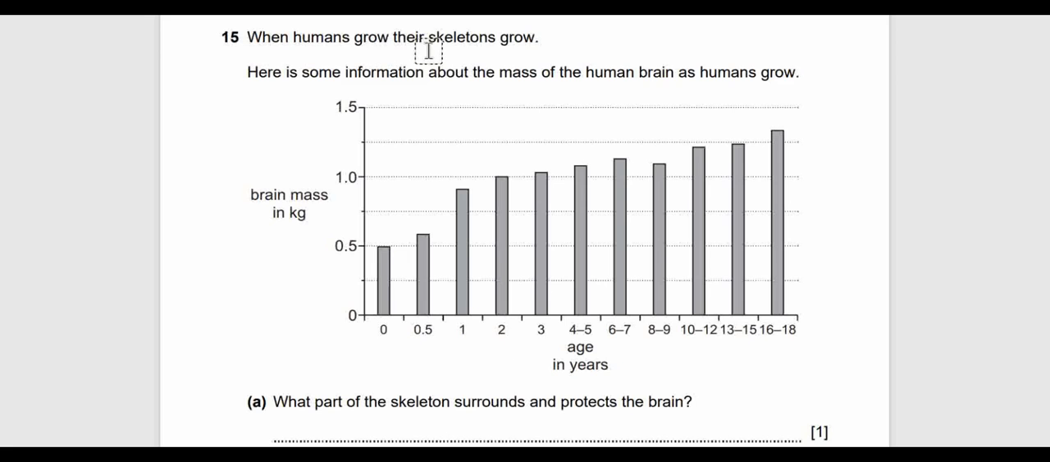Next. Alright, so question 15. When humans grow, their skeletons grow. Here's some information about the mass of the human brain as humans grow: brain mass in kilograms and age in years. What part of the skeleton surrounds and protects the brain? 10 seconds from now.